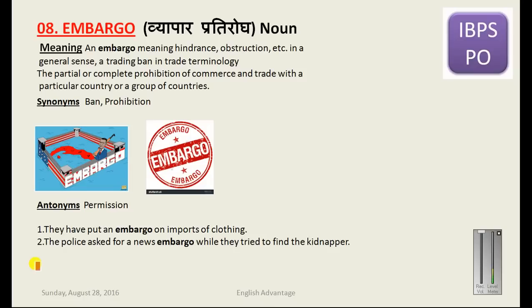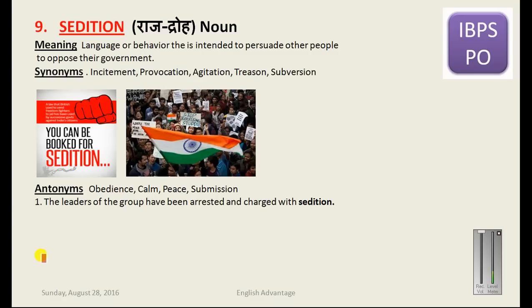Now let us look at the example sentences. They have put an embargo on imports of clothing. Now let us look at the next sentence. The police asked for a news embargo while they tried to find the kidnapper. Very important sentence. Now let us look at the next word, sedition.